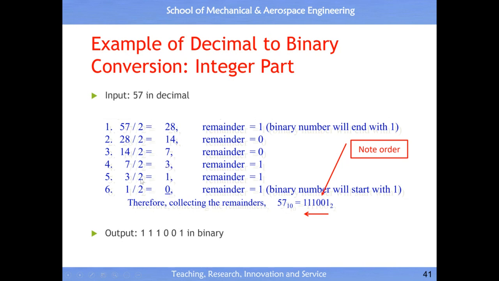Then 3 divided by 2 is equal to 1 with a remainder of 1. Then 1 divided by 2 gives a 0 quotient with a remainder of 1, and this is the last remainder. We stop the process because we get the 0 quotient already. The output will be 111001. So it's here.